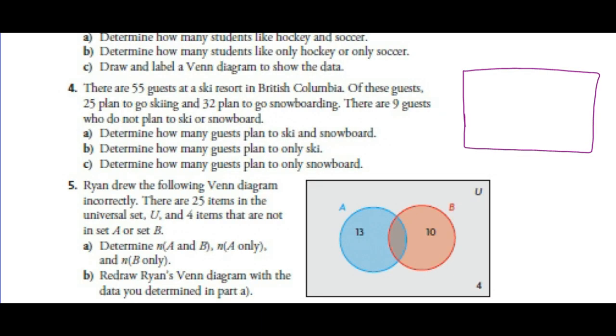Okay? You do not want to be doing formulas to do this stuff, right? Because it's just too much. So we just say ski and snowboard, and we got the universal set, and what's the first number, and where do I write it? 9. Where do I put it? Outside. Okay, so how many people do I have to deal with now?